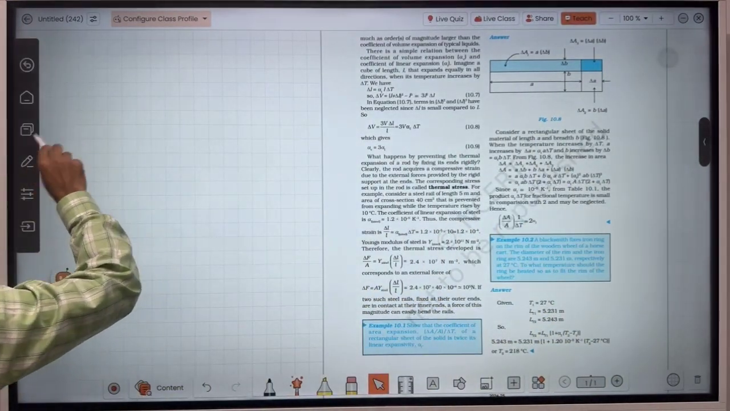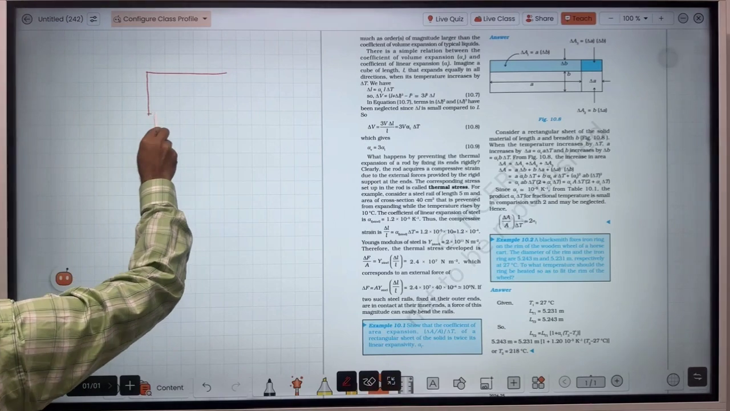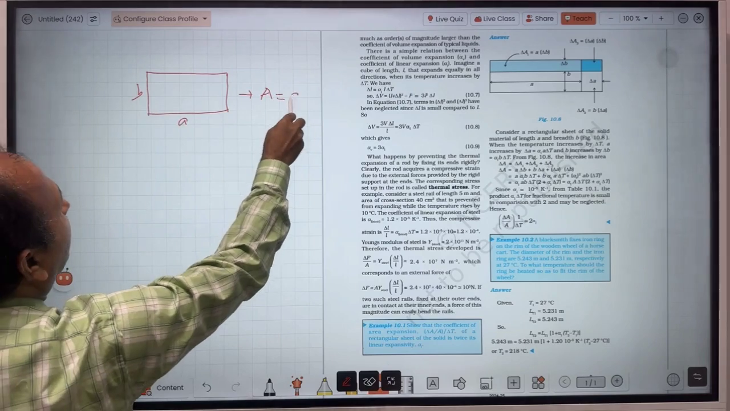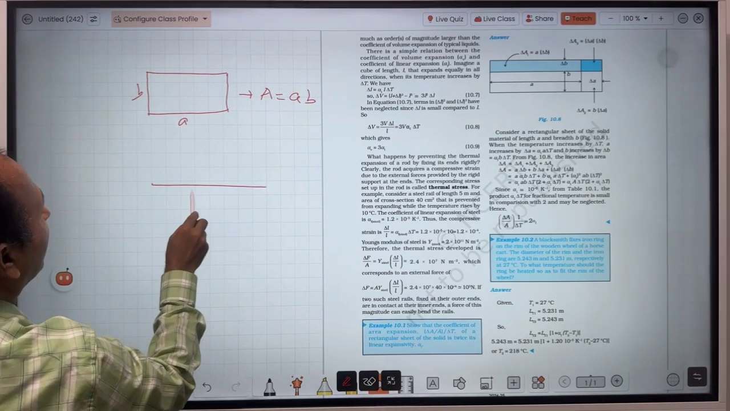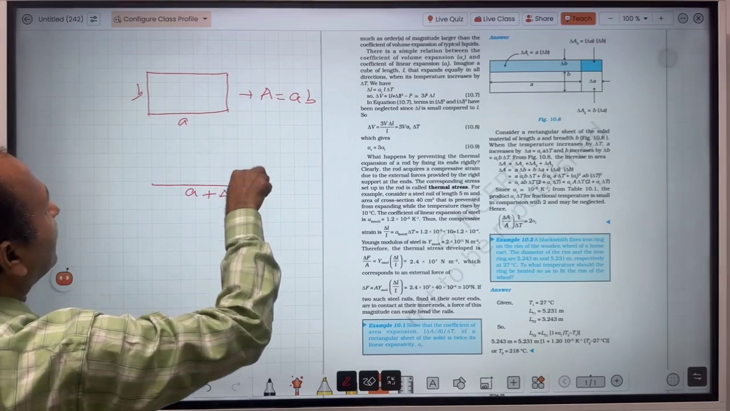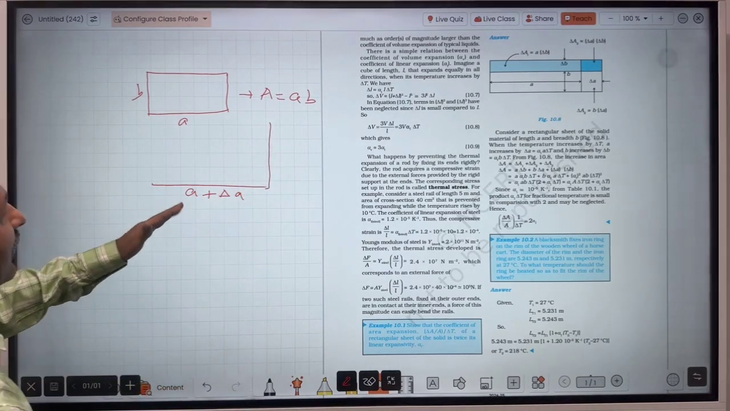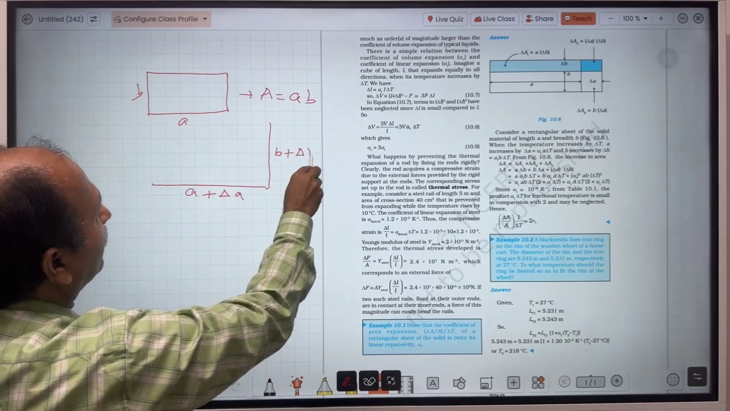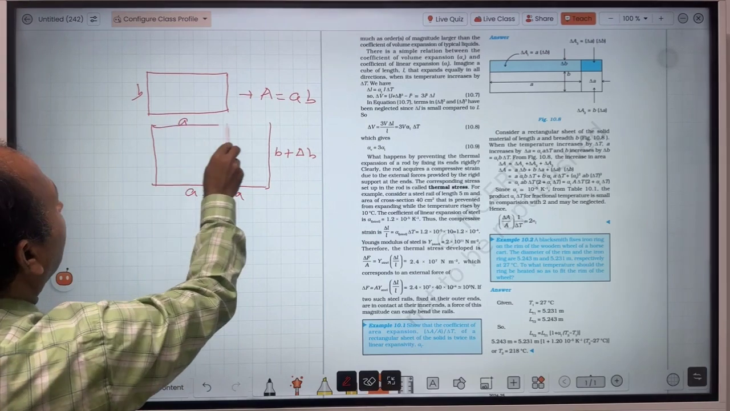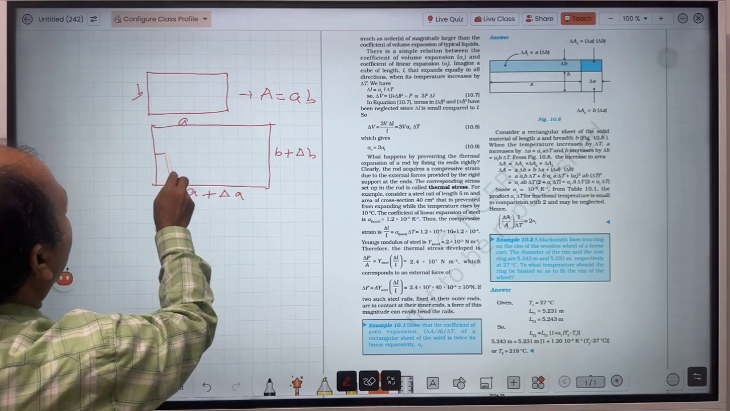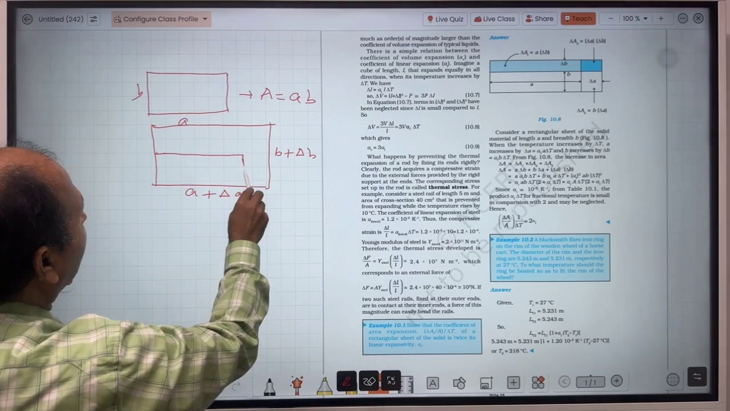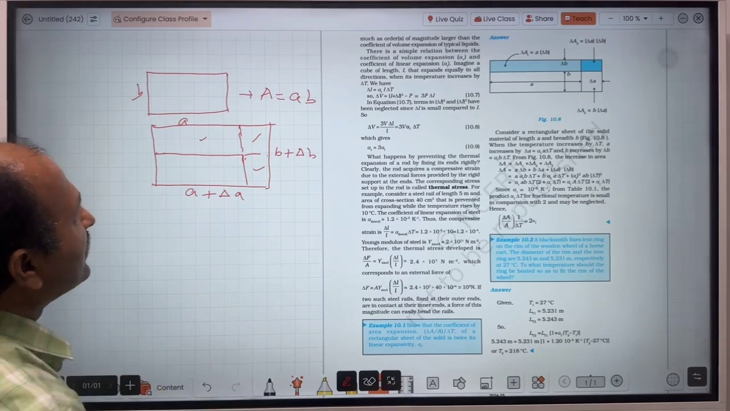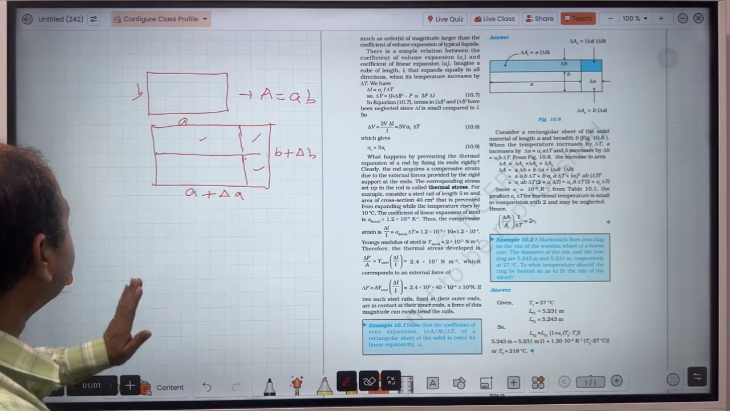Same thing I can show you here, that this is original, this is A, this is B. So its area will be A equal to AB. Now if length becomes A plus delta A and the width becomes B plus delta B, then the new area will be like this. If you cut here the original area, then this portion is the change in area. So the same thing is represented over there.